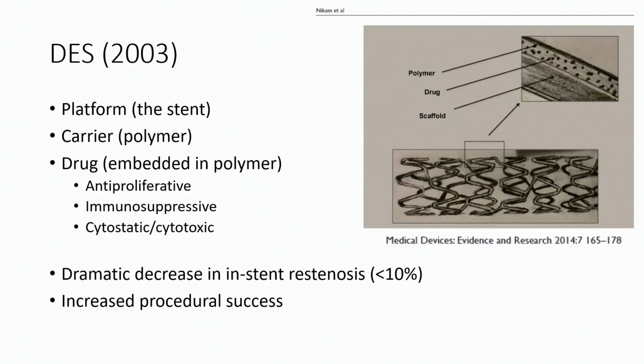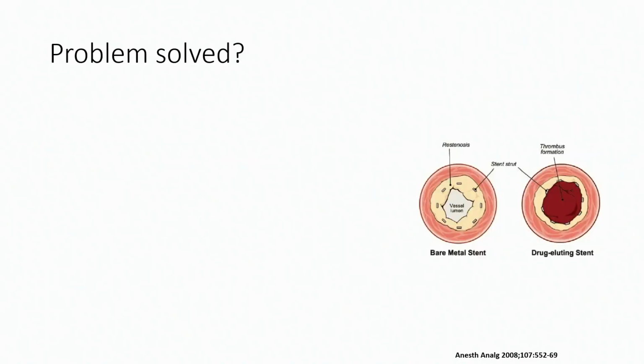Essentially, it's just a platform, which is the stent itself, that is coated with a carrier. You can see with a polymer that is the carrier, and in which the drug is embedded. And this drug has anti-proliferative, immunosuppressive, and cytostatic or cytotoxic properties, and therefore it inhibits scar tissue formation. With the result of drug-eluting stent approval, there was a dramatic decrease in in-stent restenosis that we talked about, and there was an increased procedural success rate. However, did we solve the problem?